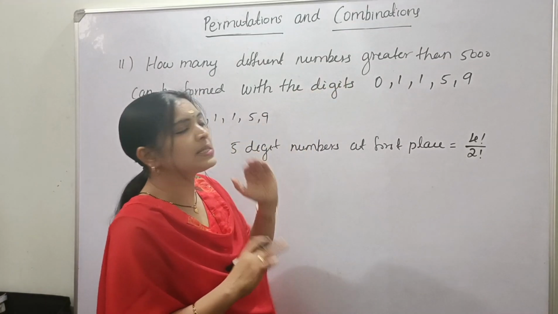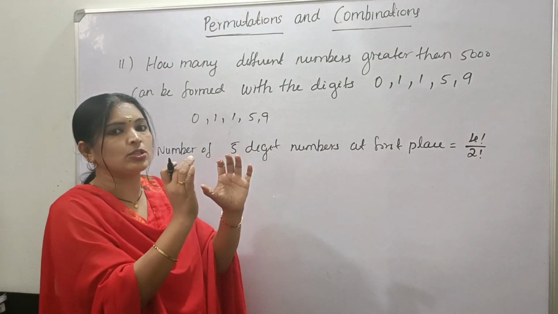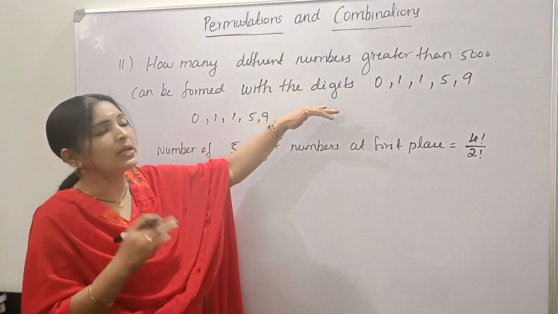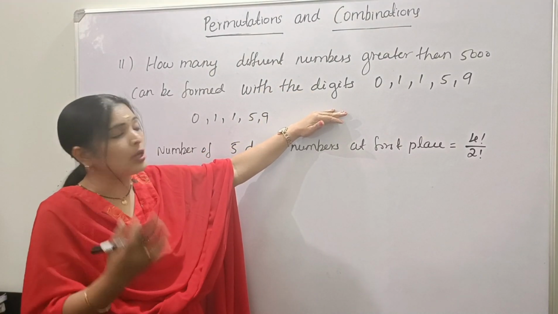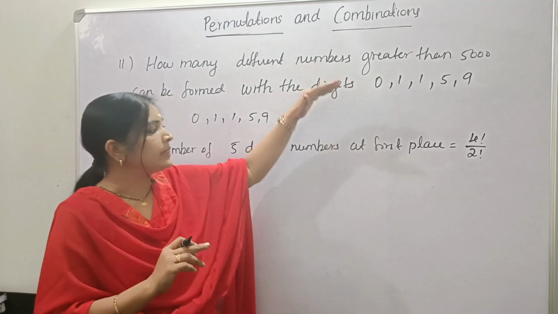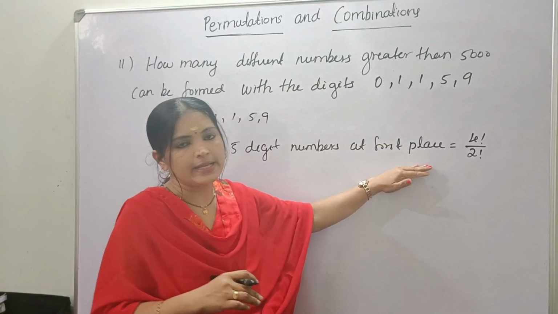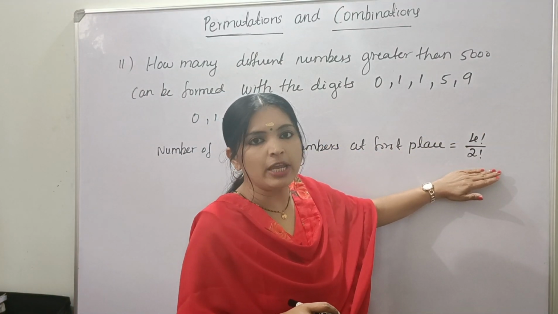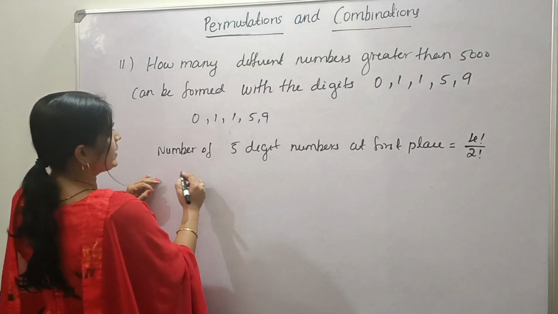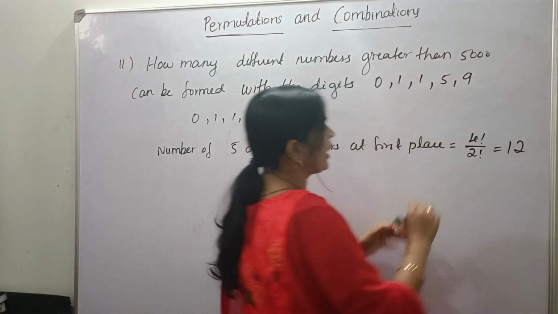We know that the numbers greater than 5000 must have the first digit 5 or 9. So this number greater than 5000 will have either 5 or 9 in the first place. Therefore the number of 5-digit numbers with 5 at first place is 4 factorial divided by 2 factorial, that is equal to 4 into 3, which is 12.